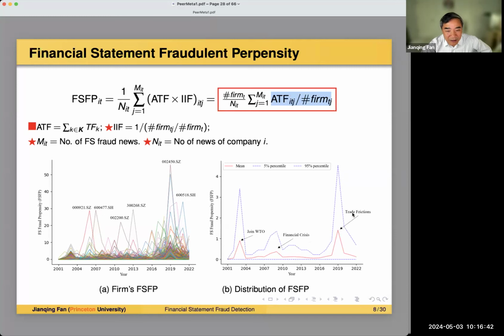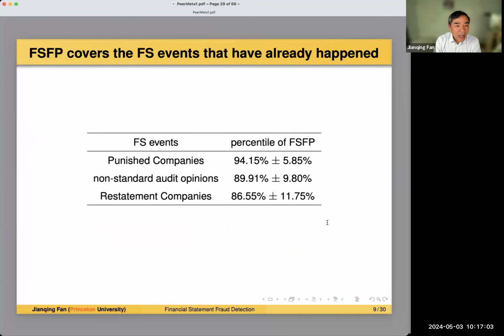And this is the financial crisis, the next peak here. And this is the peak of trade frictions, the trade war between China and the US. So you can see all of those relate to the events that we have actually seen. So this is how we define the Y variable, the financial statement fraud propensity score. And now how does this measure compare to the existing ones, right?